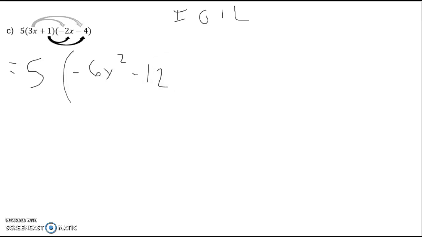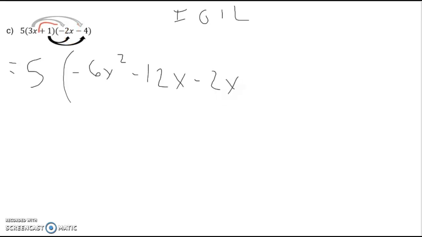And now we'll look at our variables. We only had an x here. There's no x in that one, so we will leave it 1x. Now we're going to go to our inside terms. 1 times negative 2x. So positive 1 times negative 2 gives you negative 2. And there's only 1x in this one, so we'll just leave it 1x.